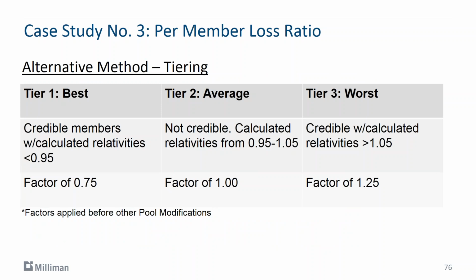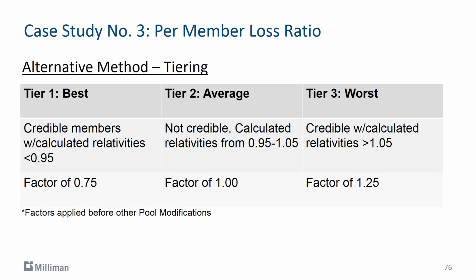Okay, so in thinking about how to improve the rating algorithm, we made some suggestions of things that they could consider as far as improving the program. We had several suggestions, but one illustrated here was a relatively simple approach, a tiering method that we suggested to tier each of the members based on their actual experience. So we have 3 buckets in place. Tier 1 are your best members. These are members that have credible loss experience, and their actuarial mod is less than 0.95. So for these members, we're going to give them a credit of 0.25.